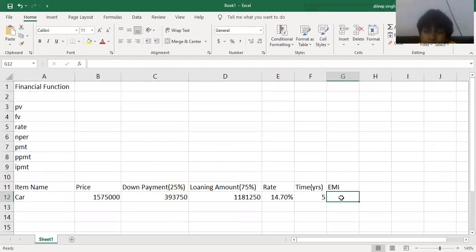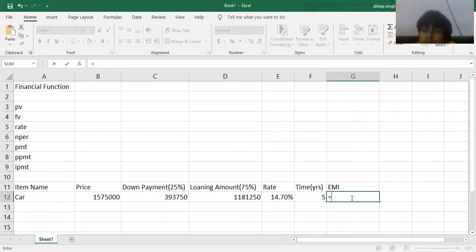So just place your cursor, and here we use the function. Which function? That is the PMT function. Type equals PMT. This function is commonly used to calculate the EMI of a particular loaning amount. Here we select the rate of interest, and it is the annual rate. We have to calculate the monthly interest rate, so we have to divide this amount by 12. Understood?